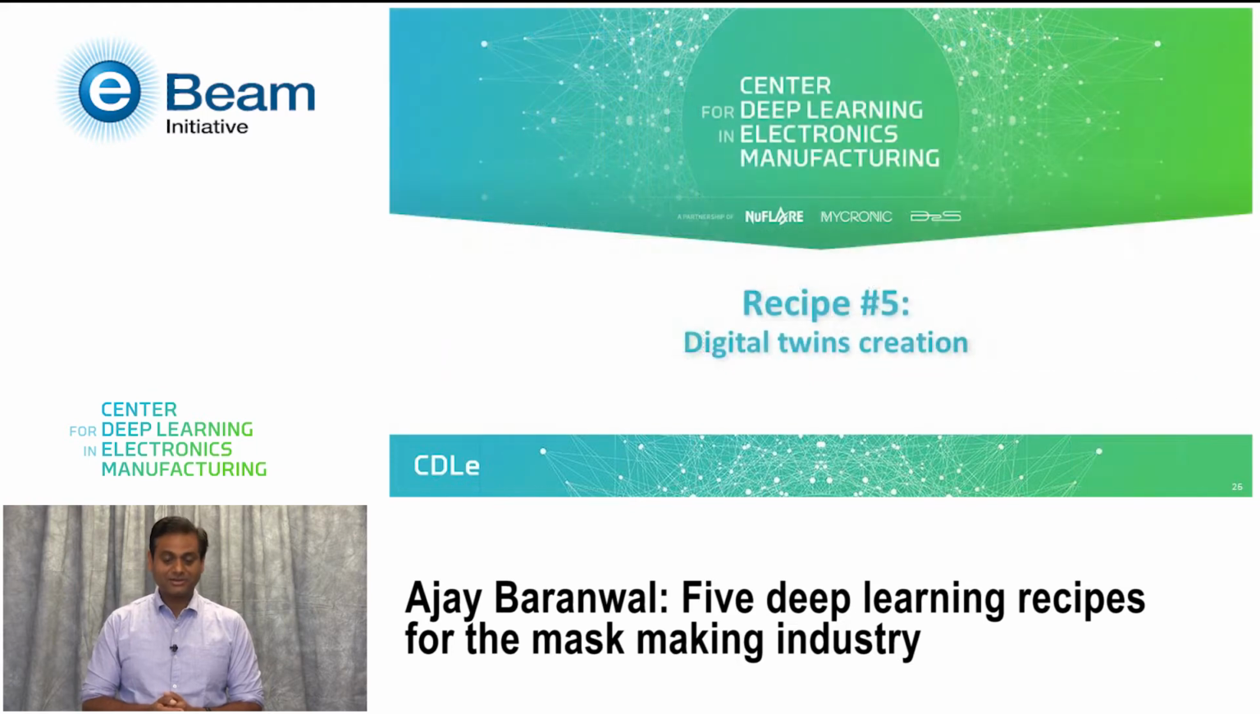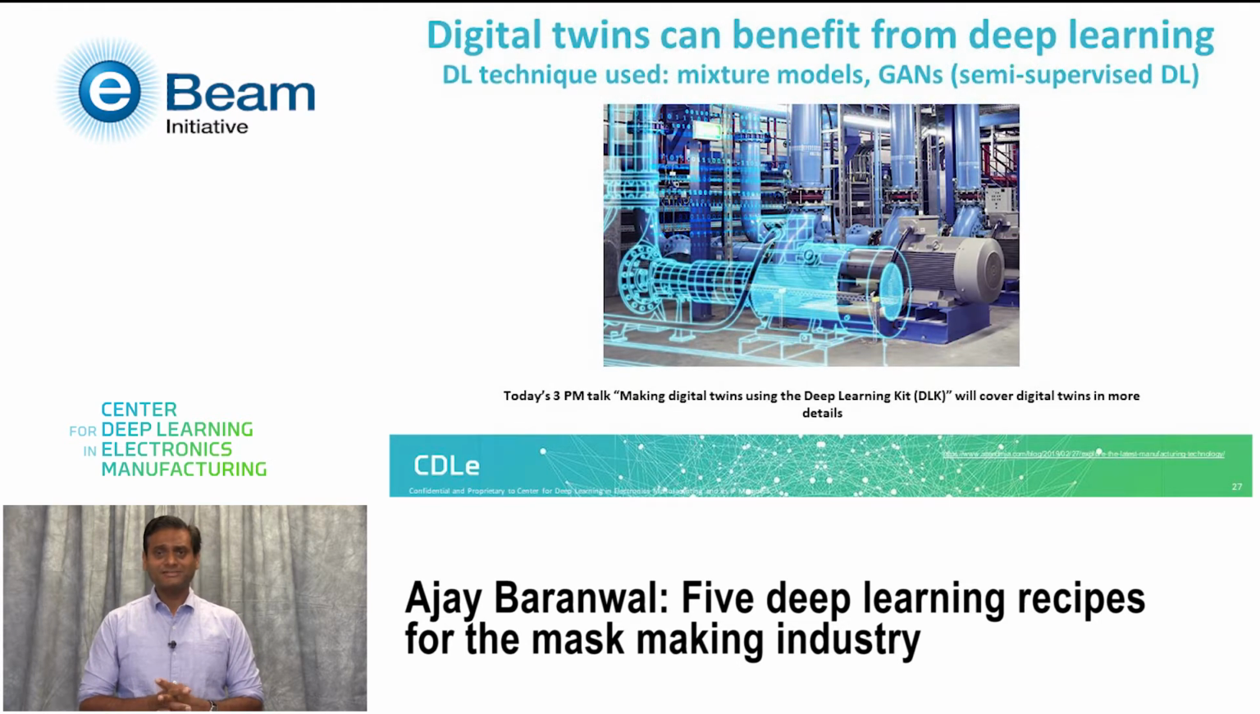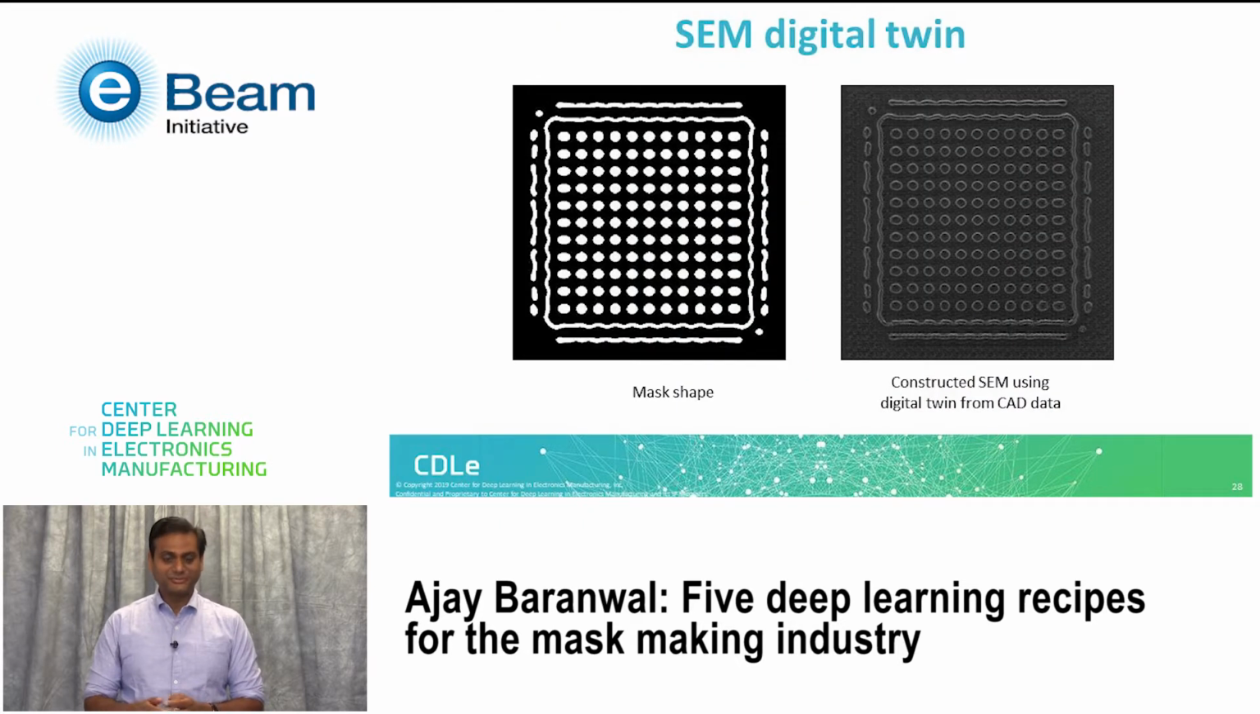Alright. So I would like to go to the last recipe now, and the last recipe is digital twin creation. Digital twins are complex systems which are built using a lot of data, a lot of sensors, a lot of physics-based simulation, and also deep learning. The deep learning techniques it uses are mixture models, GANs, and even reinforcement learning. I will show you two examples.